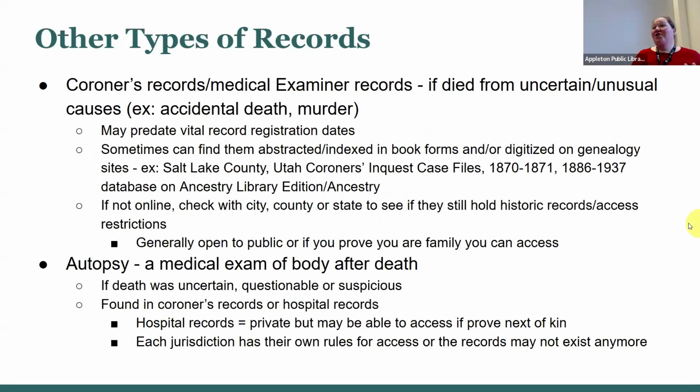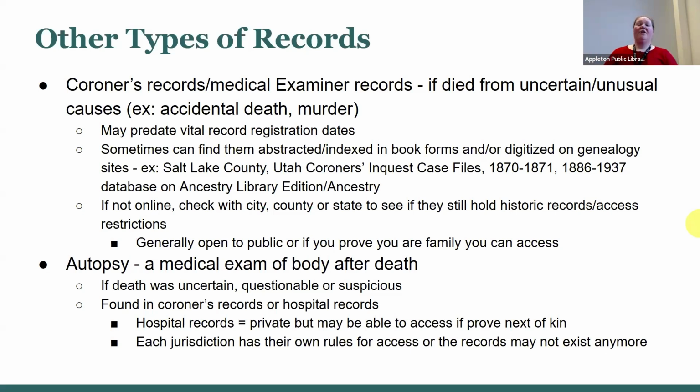If your ancestor had more unusual or uncertain causes of death, like an accidental death, or maybe they were murdered, unfortunately, you might find some additional records like a coroner record or a medical examiner's record. Again, these might predate those vital records, maybe they don't have an official death record, but maybe they have a coroner's record or a medical examiner's record. Sometimes you can find these indexed or abstracted, so they'll take little pieces of them and put them in a book form, or they might be on genealogy sites.